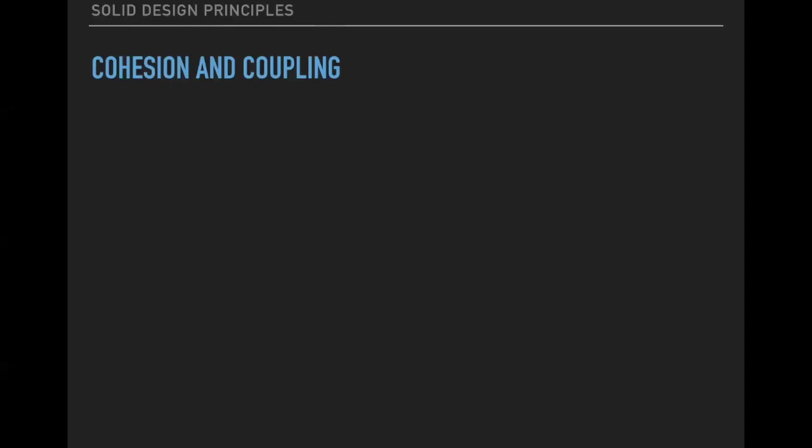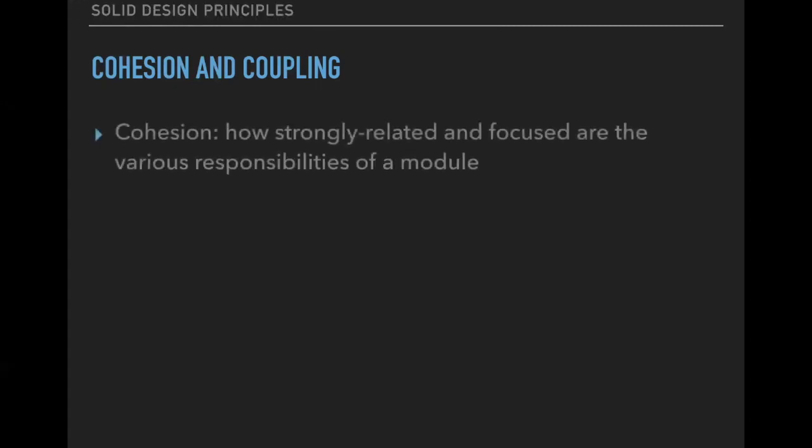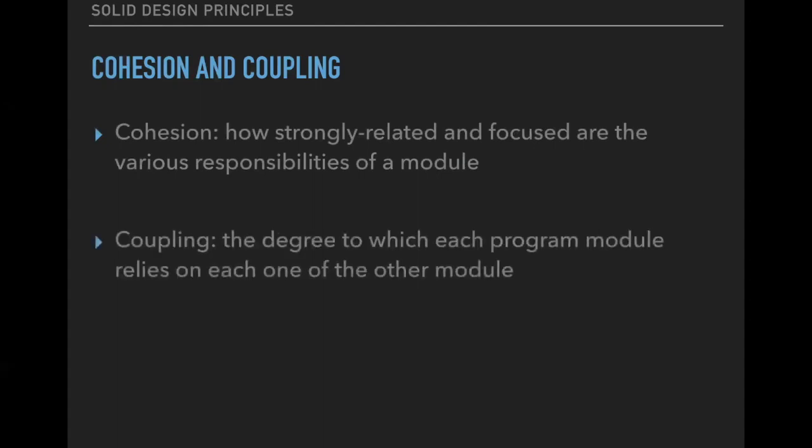This relates to the concept of cohesion and coupling. We want to strive for cohesion, but also for loose coupling. Cohesion is basically how strongly related and focused the various responsibilities of a module are. And coupling is defined as the degree to which each program or module relies on each one of the other modules. So as I mentioned, we should strive for low coupling and high cohesion.